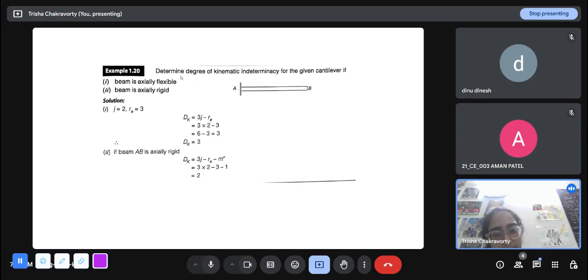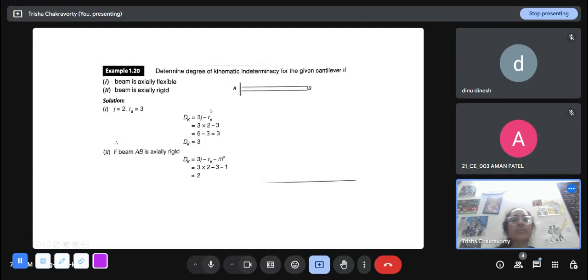So there are two joints here. As we have looked at in the last class as well, every support, every internal hinge, or every end point are joints. So j is 2 here, A and B, and there are 3 support reactions since this is a fixed support.